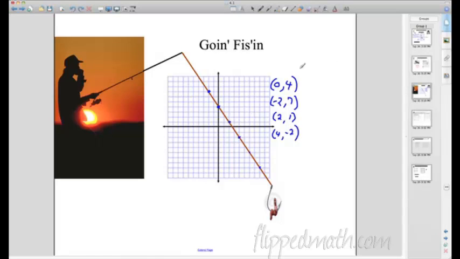Another way to represent this, which we're going to use a lot here, is to make a table. Instead of putting all the coordinates, I'll just say x and y. When x is 0, y is 4. When x is negative 2, y is 7. When x is 2, y is 1. When x is 4, y is negative 2. So don't freak out if you see this table. It's the same exact thing.